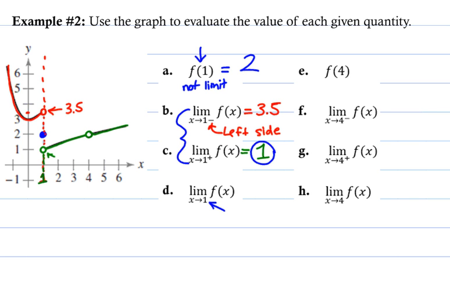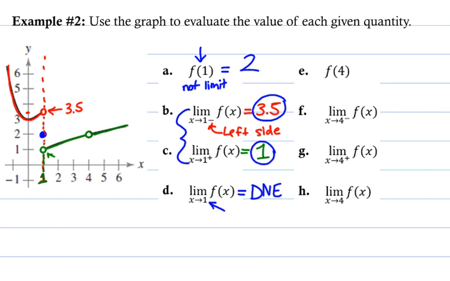Are they the same? Is 3.5 equal or equivalent to 1? God, I hope you say no. They're not the same. So when the two-sided limits are not equal, then unfortunately, the limit does not exist. And that's your answer. It does not exist. Now if you look at the graph at 1, it is split right at 1. So of course the limit can not exist. It has two different values.